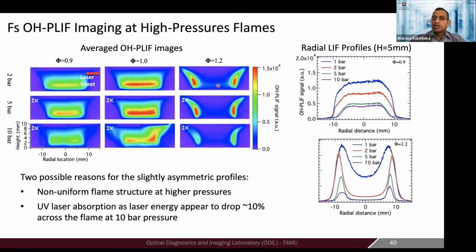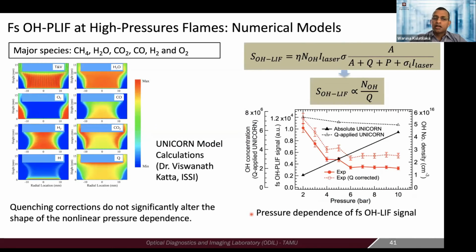So from these images, from the line images, you can generate two radial profiles. So this is the OH profile in a lean flame and the OH profile in a rich flame as a function of radial location. You get this dip in the middle because most of the reaction happens in the outward radial locations. You get these huge peaks, corresponding huge peaks from there. And then we compare this with some numerical calculations. Again, the unicorn code can do 2D calculations for these flames.